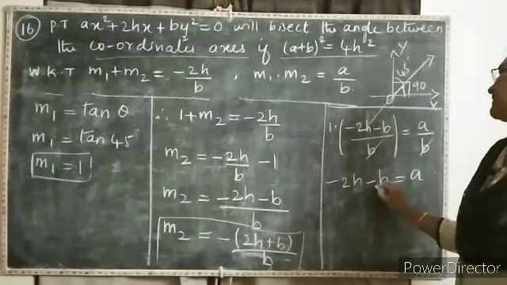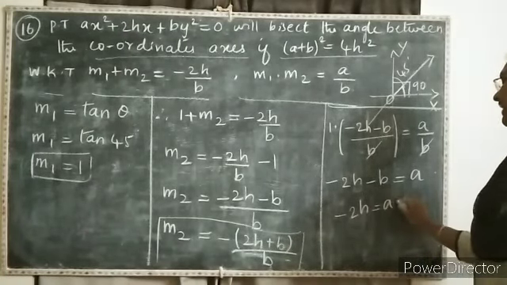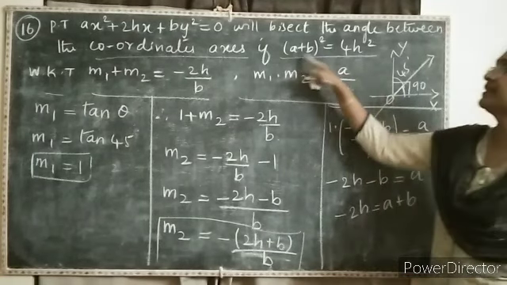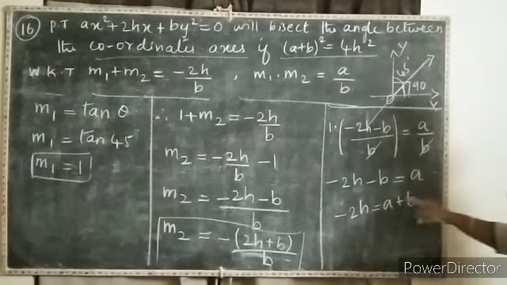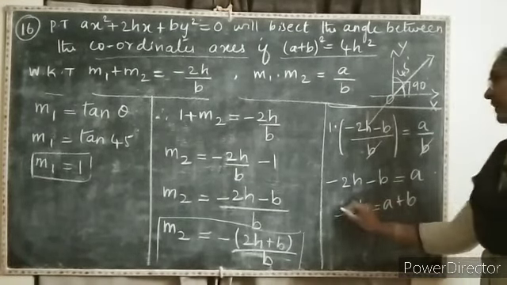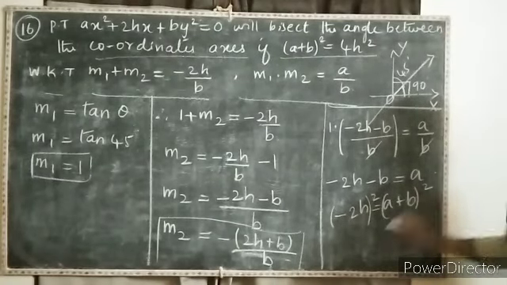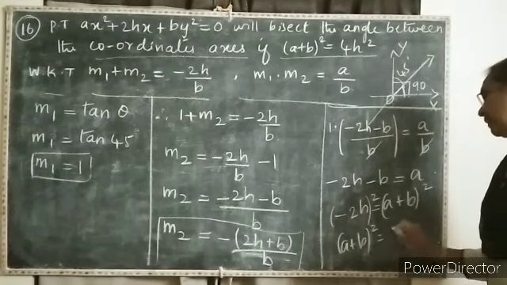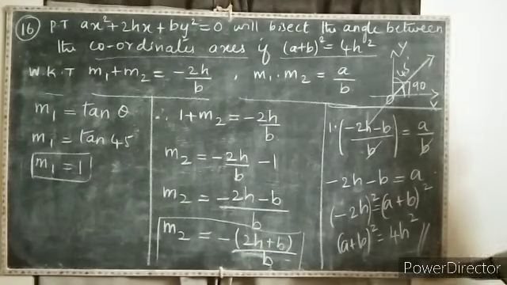Now I am going to move the minus to this side. Minus 2h is equal to a plus b. But I need the result (a plus b) the whole squared equals 4h squared, so I am going to square on both sides. When I square on both sides, what will you get? (a plus b) the whole squared equals (minus 2h) the whole squared, which becomes 4h squared. So hence the result.